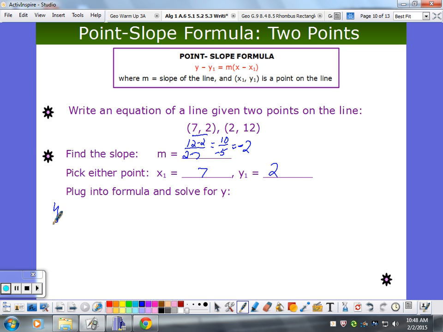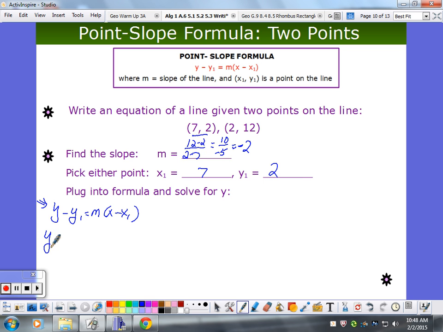So y minus y1 equals m times x minus x1. I do want you writing out this formula to start with. You know how at the beginning of the test you can write out your formulas? This becomes something you're going to add to your little private formula sheet then. You don't want that on there.